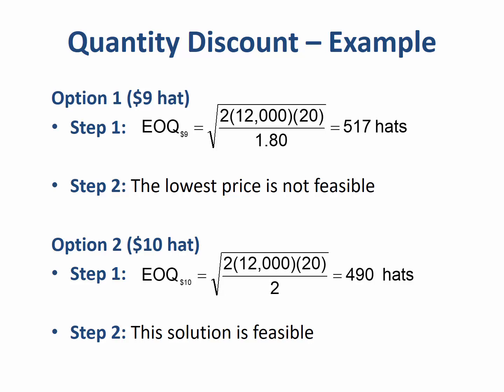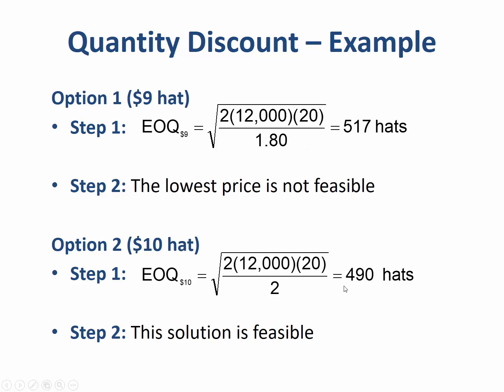Next, I'm going to do the same thing with option number 2, the $10 hat. Here we only have 2 options, so that would be the last of our options. Step 1 for option 2 is, again, to calculate EOQ, but this time at $10. The equation would be exactly the same. The only thing different is the holding cost, which would be 20% of $10, that is $2 instead of $1.80 previously.